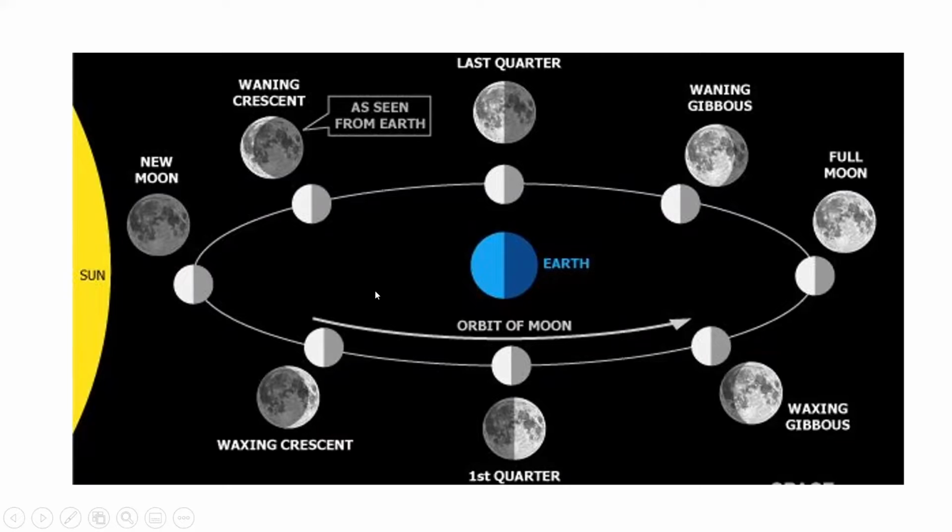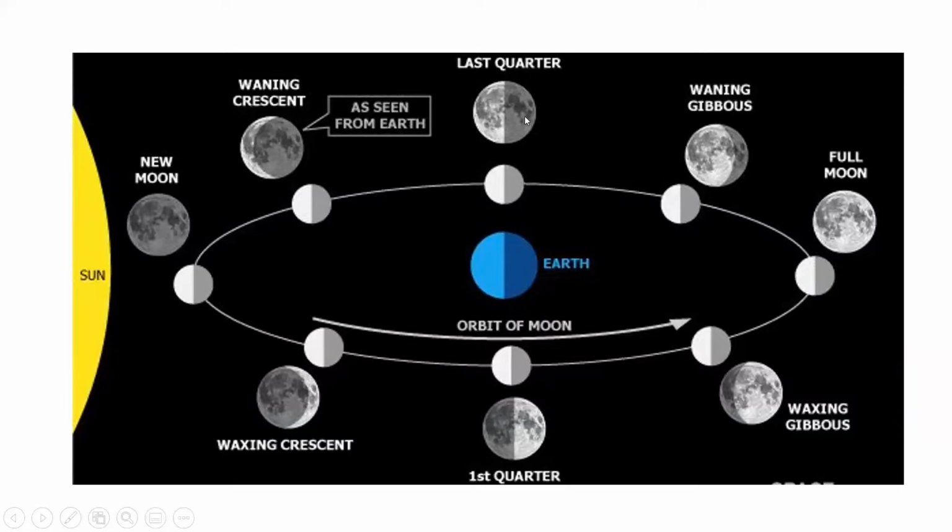It's going this way in the diagram. The moon orbits the Earth about once a month, so this whole cycle takes about a month to go around. Obviously, it's the moon going around the Earth this time. So you get waning gibbous, which is when it's just a bit less than full.